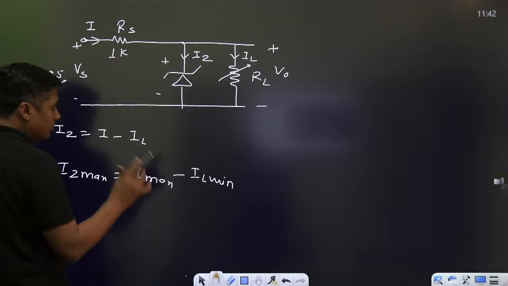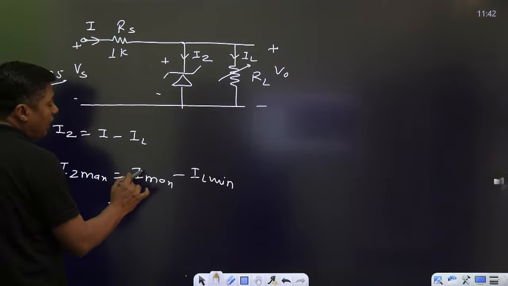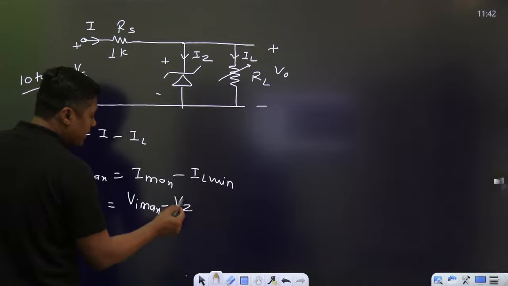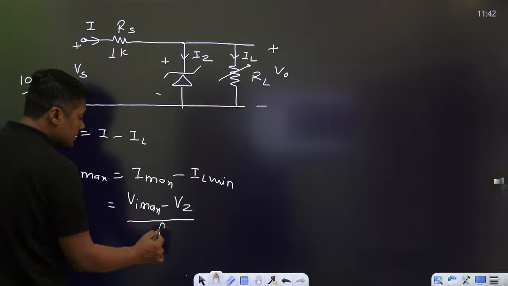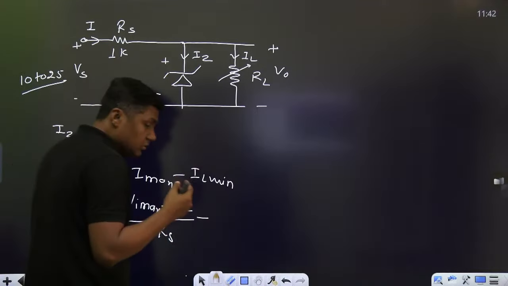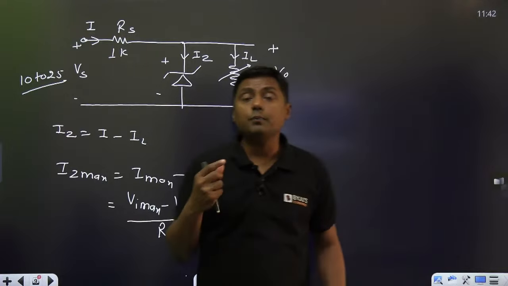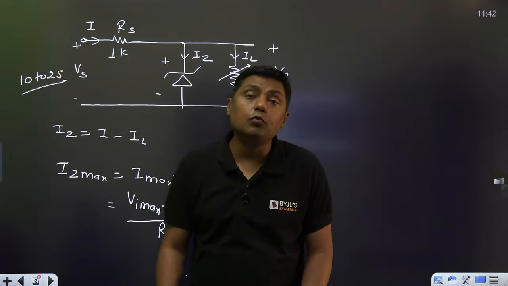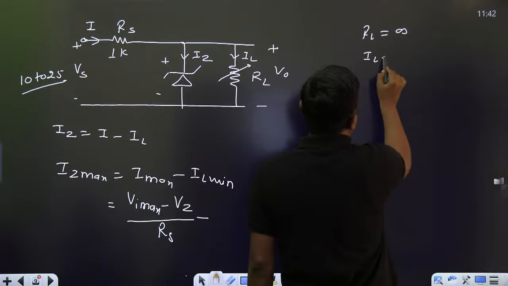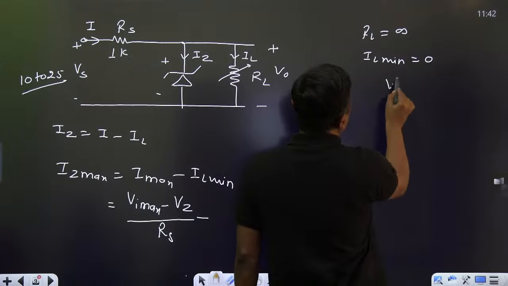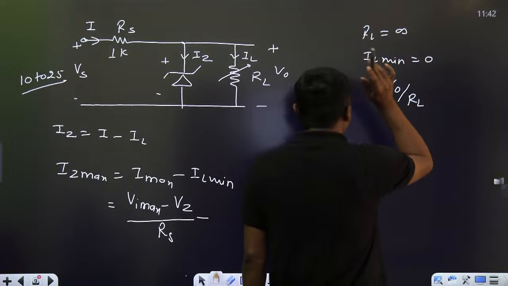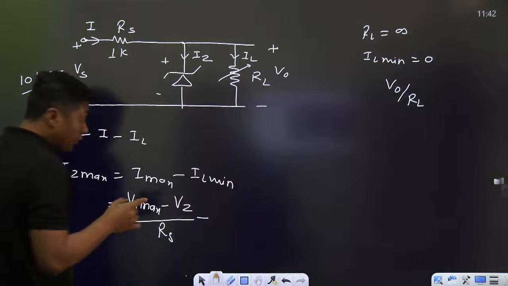What is the I maximum? Now try to understand. You can find the I maximum as Vi max minus Vz, where Vz is the output voltage, upon Rs, minus IL minimum. What is the IL minimum? If suppose you take the ideal condition, IL minimum may become 0. How will it become 0? RL tends to infinite. Then IL minimum will become 0. Why? Because IL minimum is V by RL, and RL we are taking as infinite, make it an open circuit. So it will become 0.